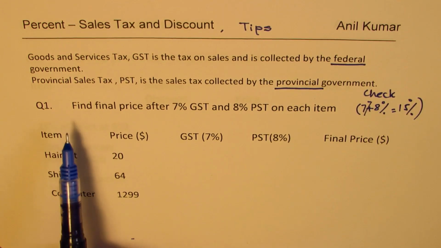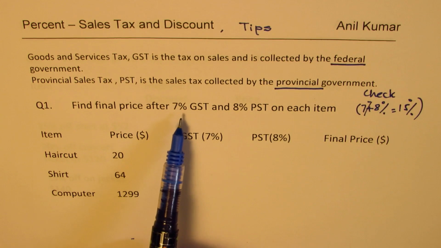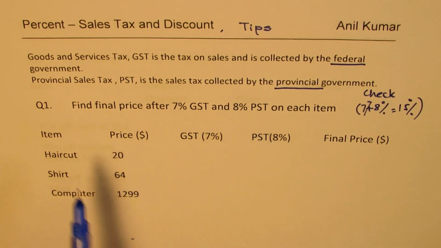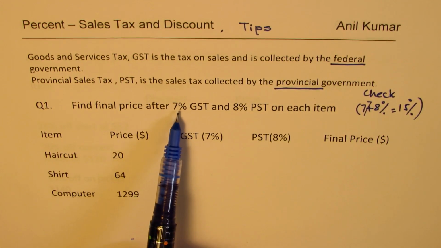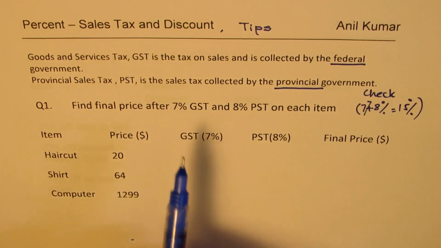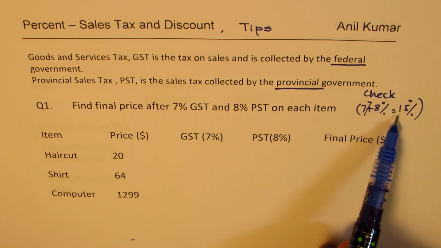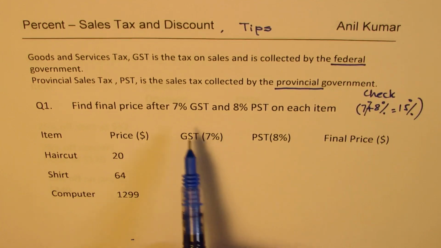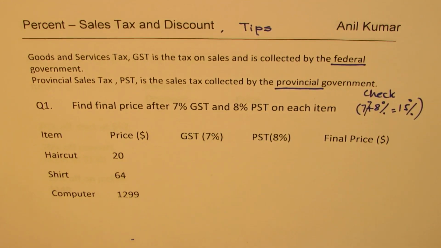Second, we'll have questions where we need to calculate GST and PST. In most of the questions, I've taken 7% GST and 8% PST. These values are very different in different provinces, but we'll go with 7 and 8 since we get a figure of 14 when we add them up, and it helps us to do some easy calculations. That's the whole idea.